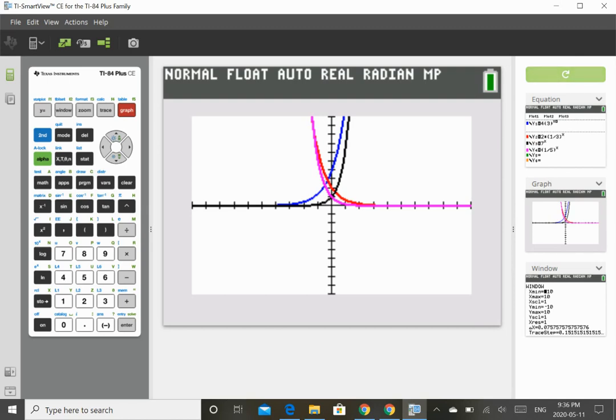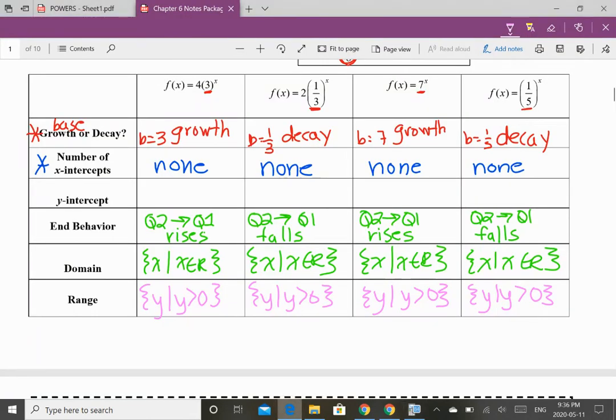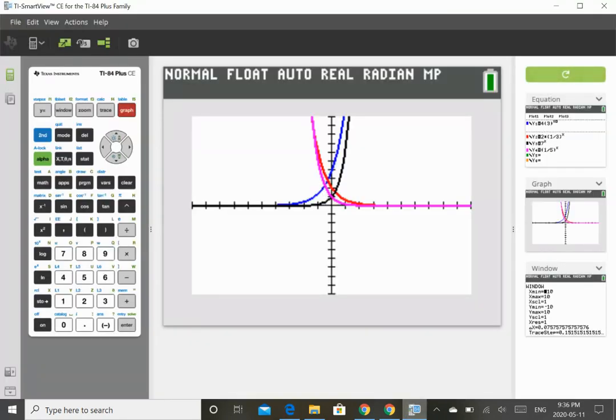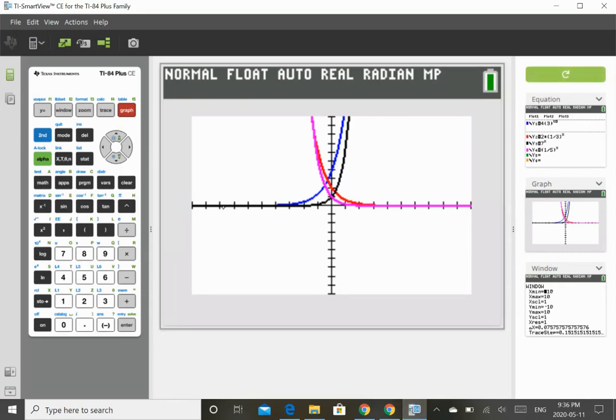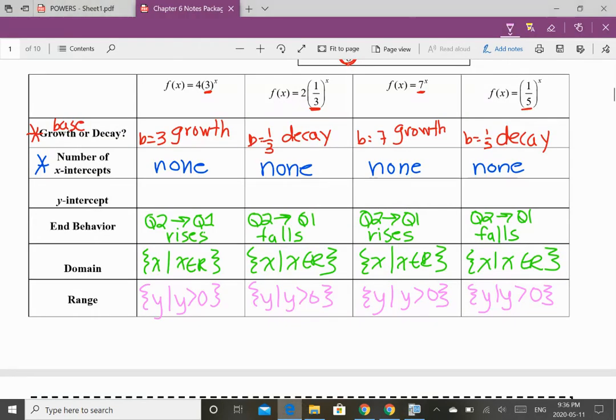Okay, so you can see that all of those guys have the same shape. I mean, the exponential growth and the exponential decays look a little different, but they all have that same curve. So if we go back and look at those characteristics, the growth, decay, we got that right. We could see that. Number of x-intercepts. It's hard to see on the calculator because it does look like the function actually touches the x-axis, but it doesn't. So none of those have any x-intercepts. They are not crossing the x-axis at all. Our next characteristic is the y-intercept. We're going to talk about that in 1 second.